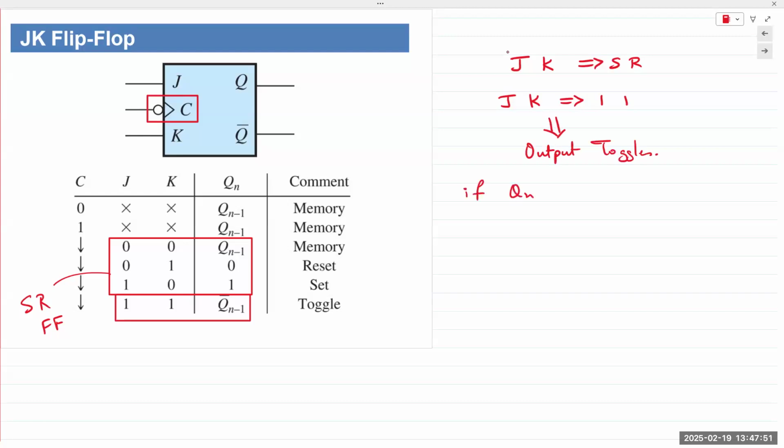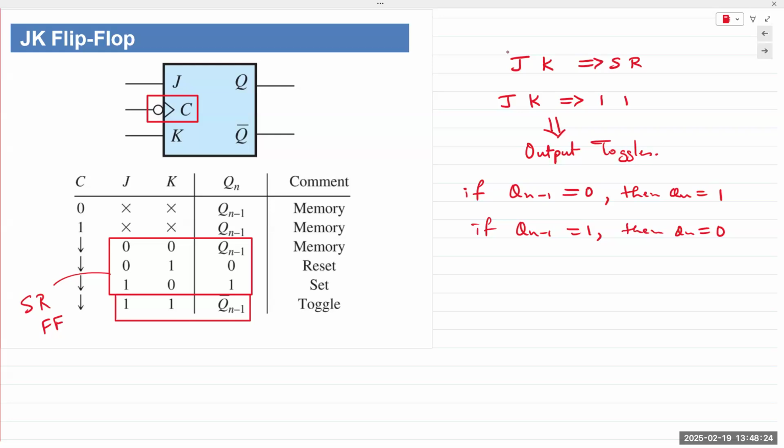If the previous state was 0, then output Q would be 1. If the previous state was 1, then output Q goes to 0. So it toggles between 0 and 1. As long as the clock arrives and both inputs are connected to high, or connected to 1, the output toggles between 0 and 1 constantly.